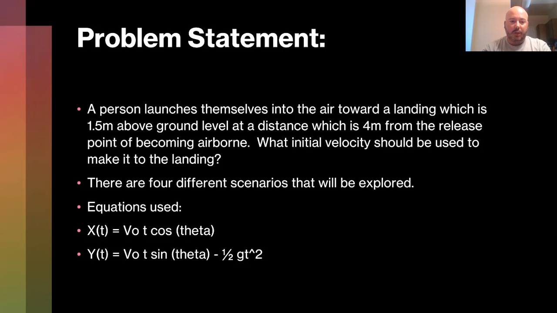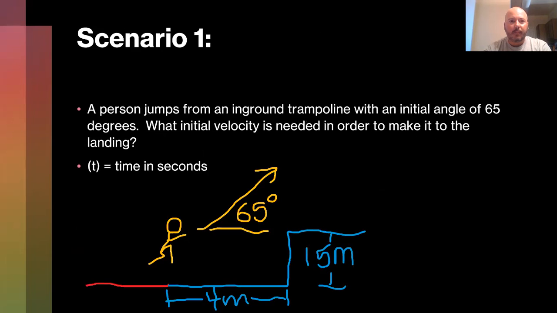The equations that we're going to use are x equals the initial velocity times t times cosine theta, and y equals the initial velocity times t times sine theta minus 1/2 gravity times t squared. Scenario 1 is a person jumps from an in-ground trampoline with an initial angle of 65 degrees. What initial velocity is needed in order to make it to the landing, where t is time in seconds?